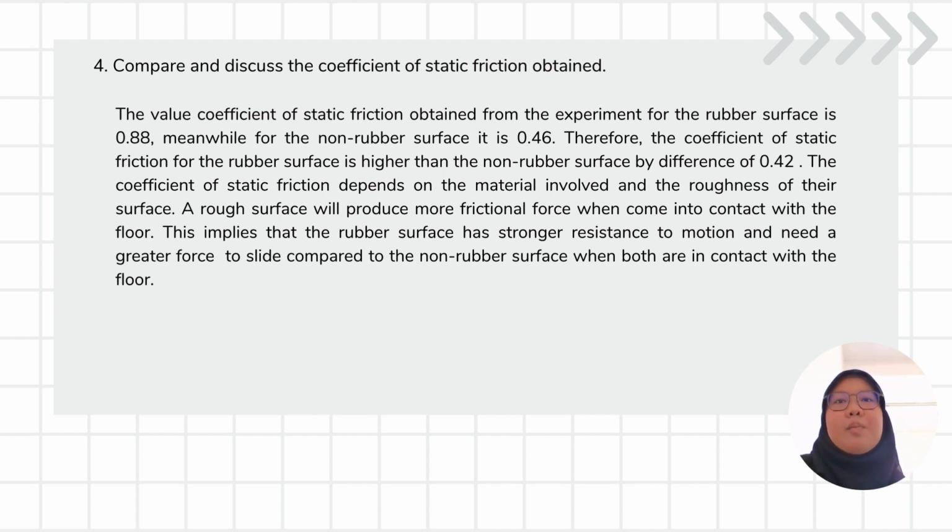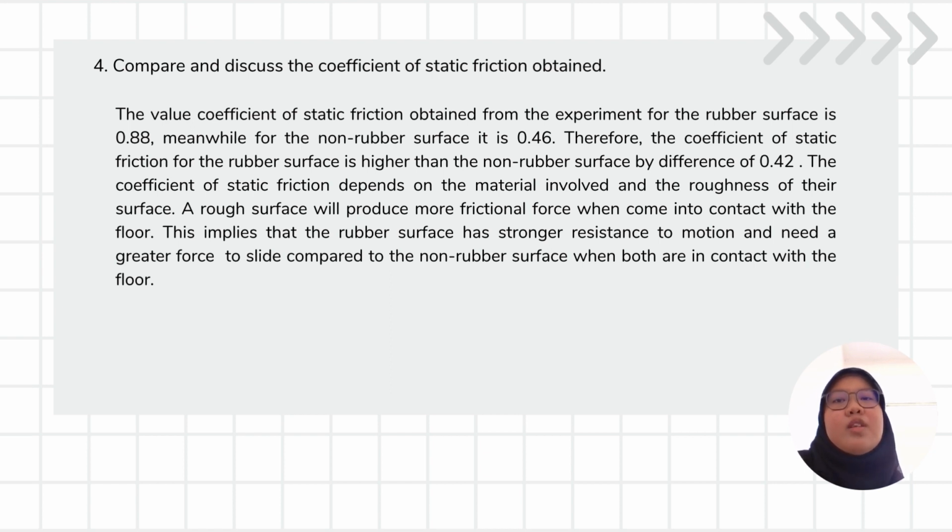Lastly, analysis number 4: compare and discuss the coefficient of static friction obtained. The coefficient of static friction obtained from the experiment for the rubber surface is 0.88. Meanwhile, for the non-rubber surface it is 0.46. Therefore, the coefficient of static friction for the rubber surface is higher than the non-rubber surface by a difference of 0.42.